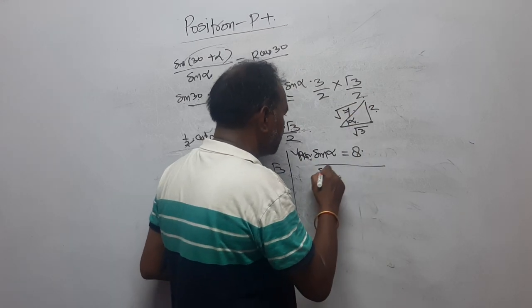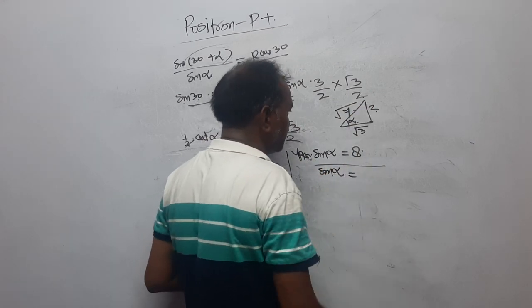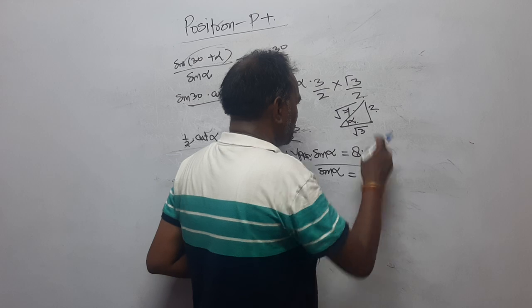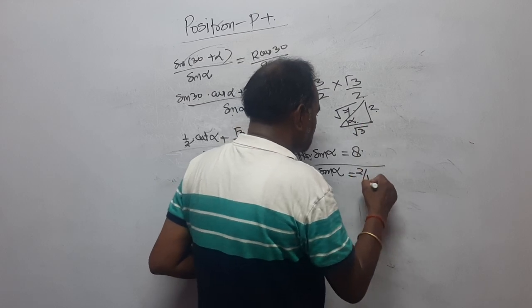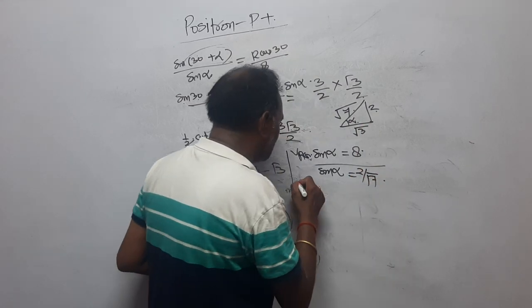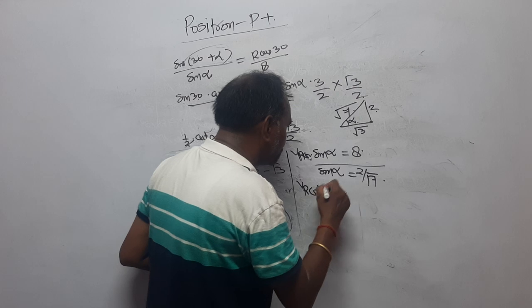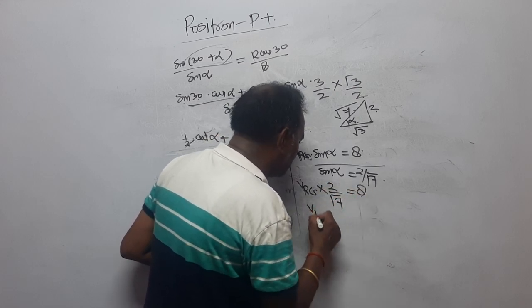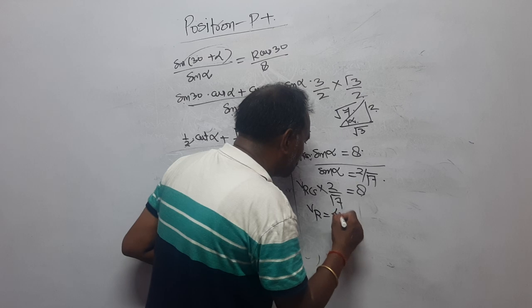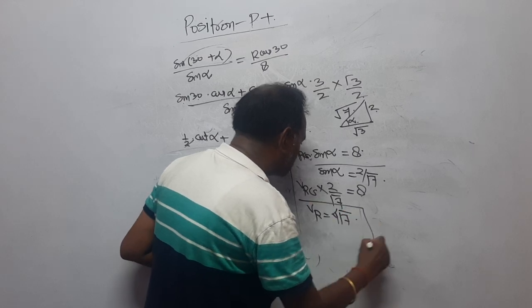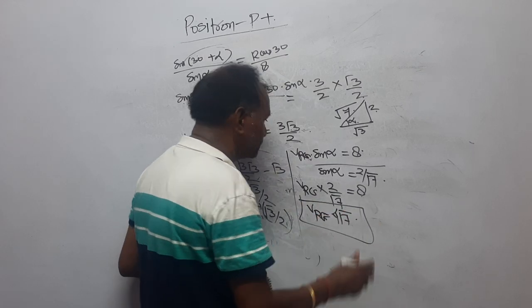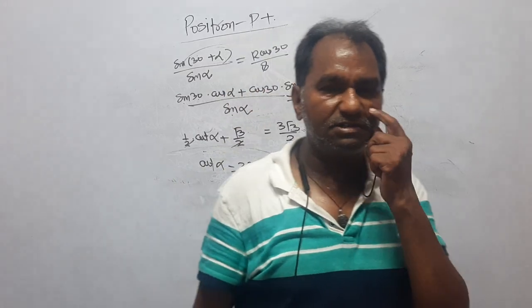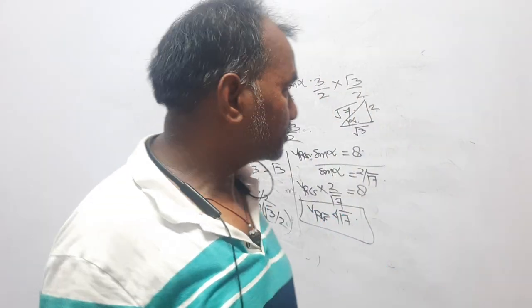So sine alpha will be what? Sine alpha is equal to perpendicular upon hypotenuse, that is 2 upon root 7. So VRG into 2 upon root 7 is equal to 8, or VRG equals 4 root 7. That is, the velocity of rain with respect to ground will be VRG, equal to 4 root 7.